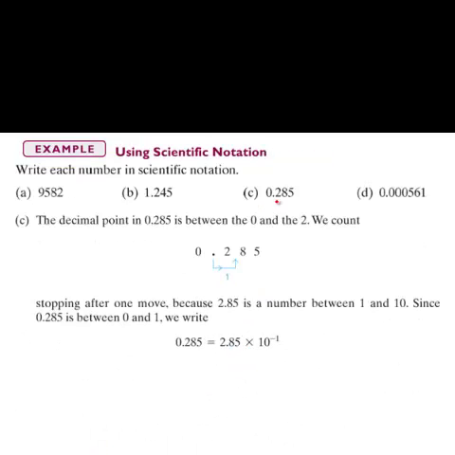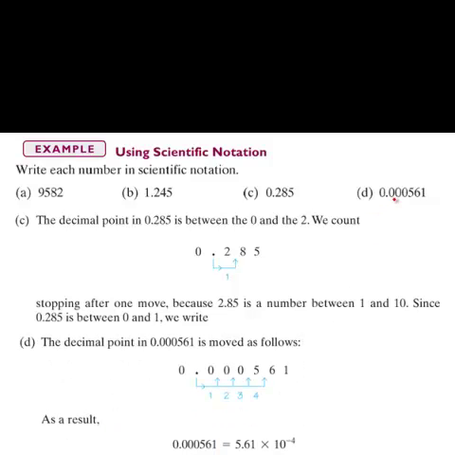And what about the 0.285? That's not in scientific notation, but because you have to move the decimal place over 1 unit to the right, which means that once you have the 2.85, then you write that times 10 to the negative 1 power. Negative 1 because you had to move the decimal place 1 unit to the right.